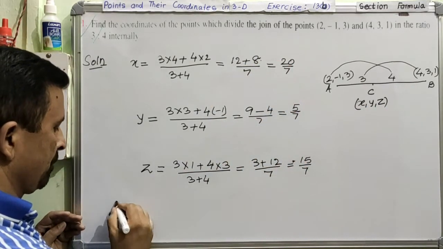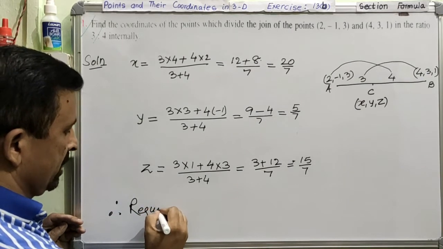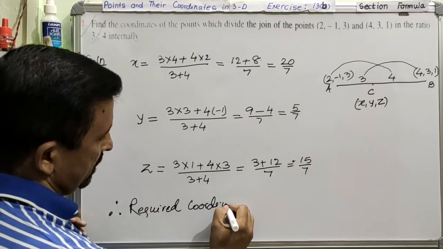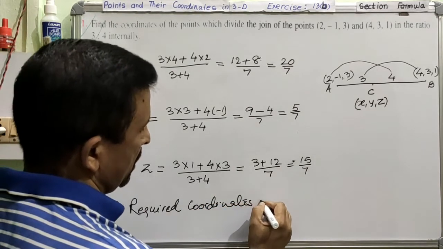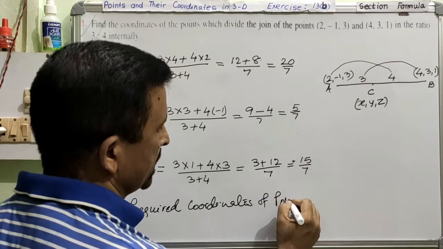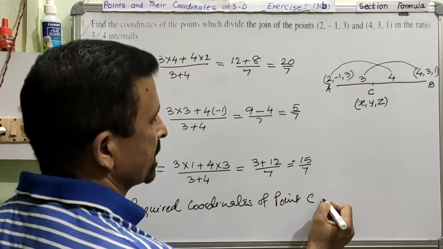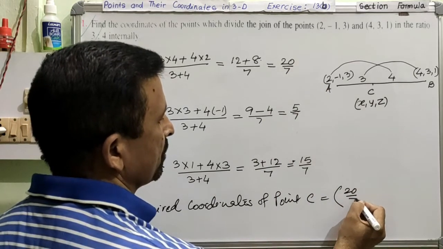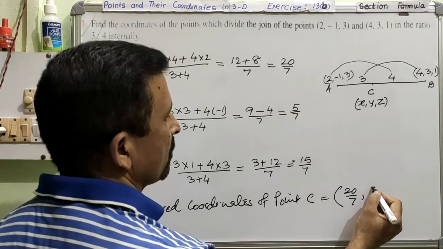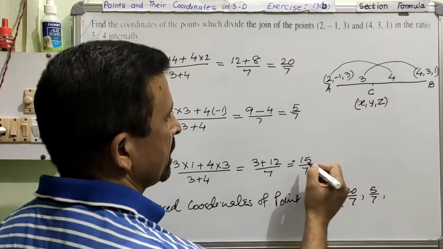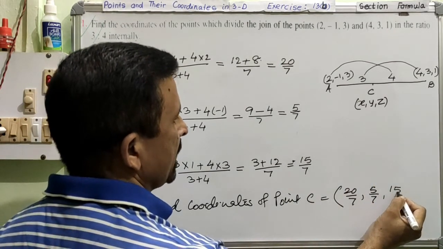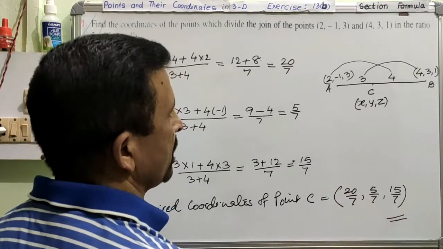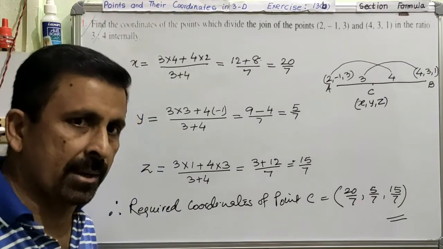Therefore, the required coordinates of point C: x value 20 over 7, y value 5 over 7, and z value 15 over 7. Clear? So this becomes your answer. This is about question number 1.